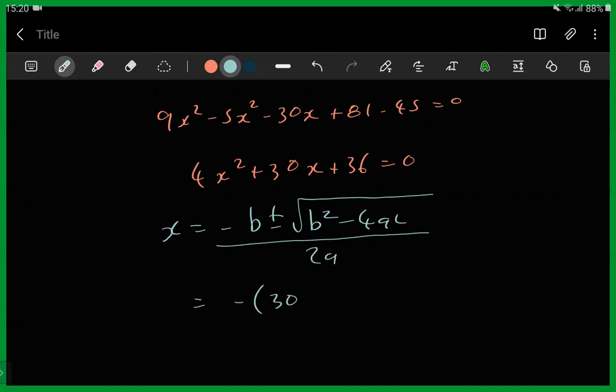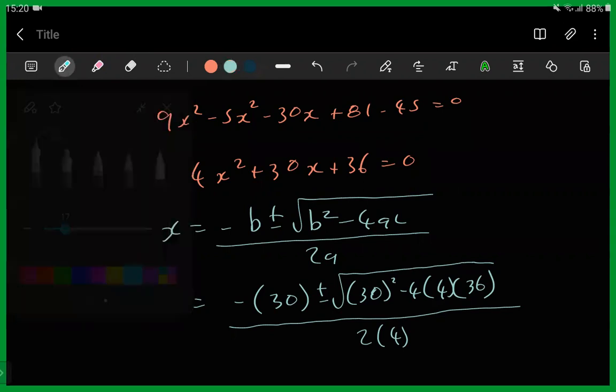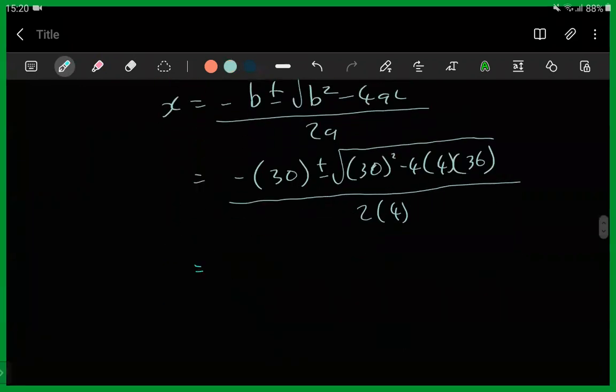Minus b plus minus the square root of b squared minus 4ac over 2a. Like that. Okay. So for the first answer, wait, it's not giving us a nice answer. For the first answer, it's x equals minus 6. And then the second answer is x equals minus 3 over 2.